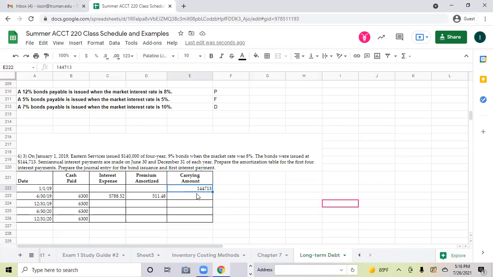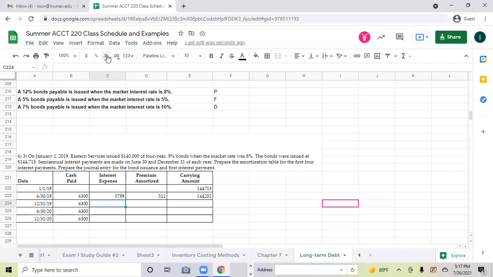And then our carrying amount: see how it's bigger than the face value? It's 144 and the face value is 140. The carrying amount always goes in the direction of the face value, so in this case it's going to go down. So we go 144,713 minus the 511.48. It's going to slowly go down until it reaches the face value, which is 140,000. So that's our first 6 months, and we're done with that.